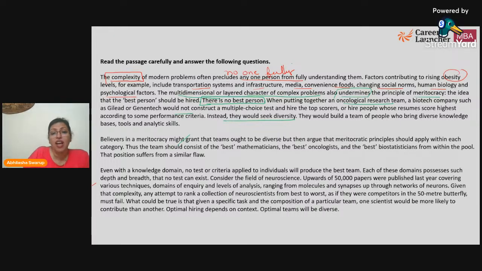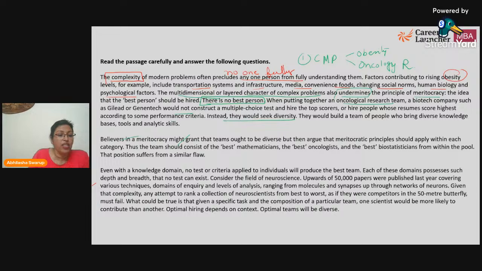Now let's look at the second paragraph. So the first paragraph we've understood. I hope you've made your doodles or your notes. So number one, we said complexity of modern problems. And then we gave two examples, obesity and oncological research. Okay, so these two. Believers in meritocracy might grant that teams ought to be diverse, but then argue that meritocratic principles should apply within each category.